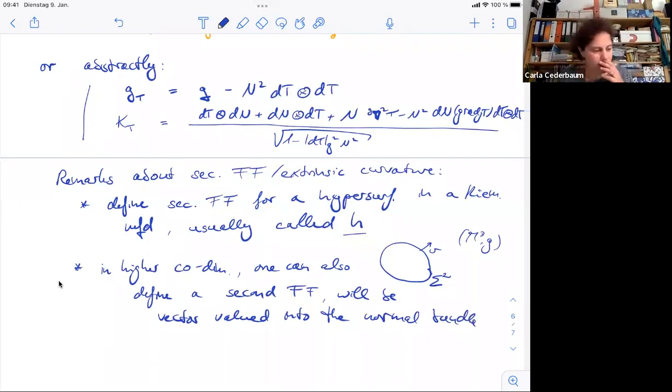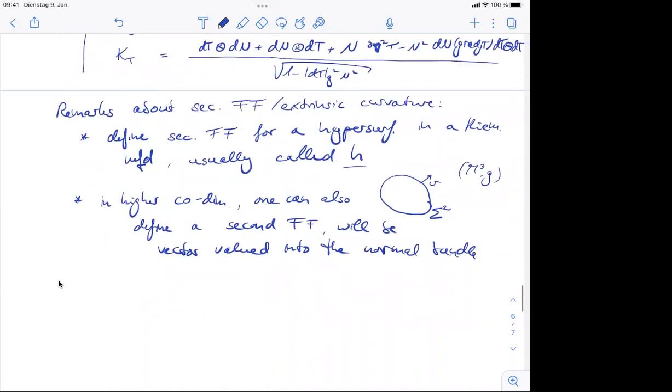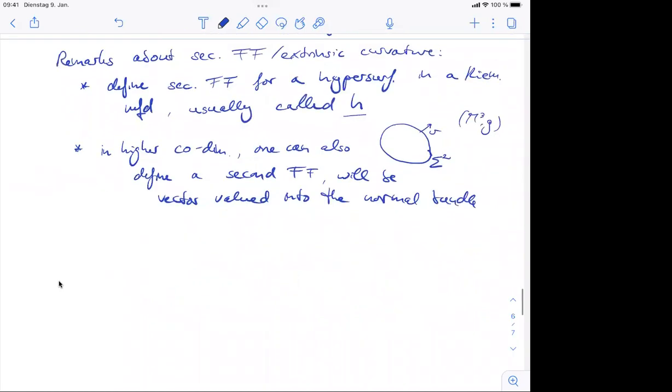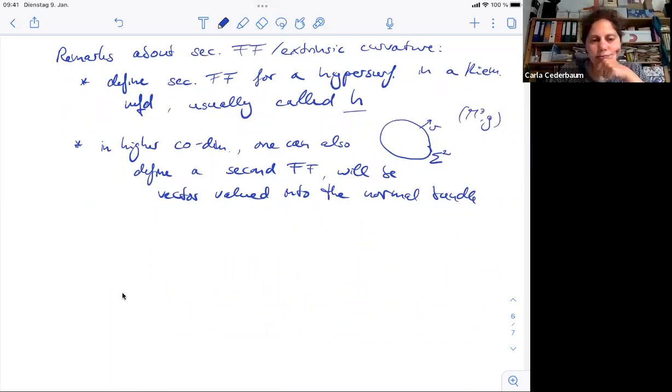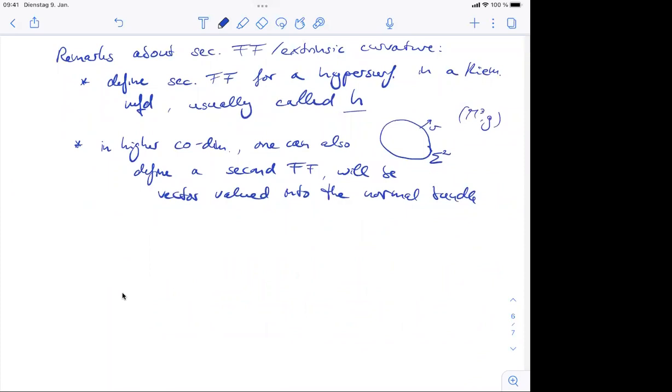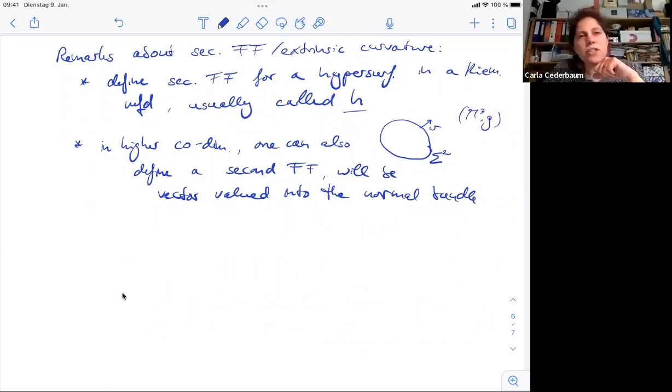Okay, so let me draw a picture. Actually, Carla, just before you draw that, there was one question, which was, does this formalism only apply to globally hyperbolic space-times? Would it work, say, if you had a closed space-time? The question is, would it work?